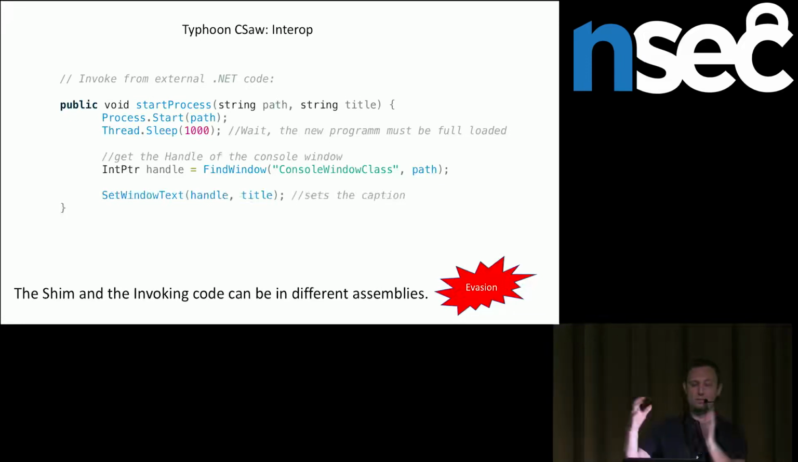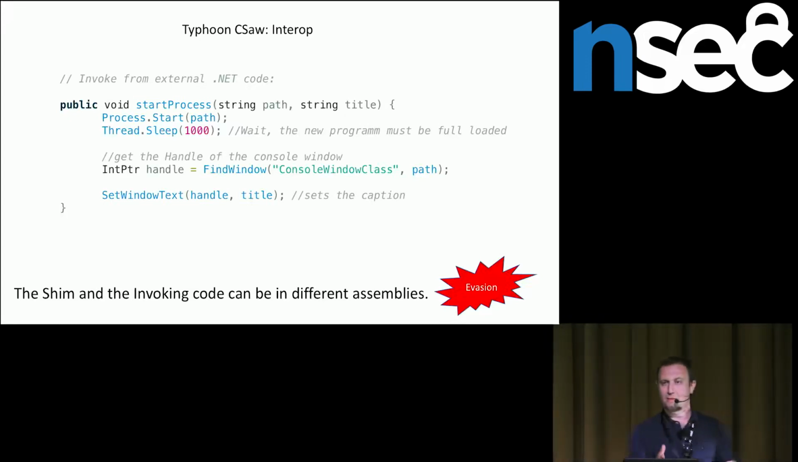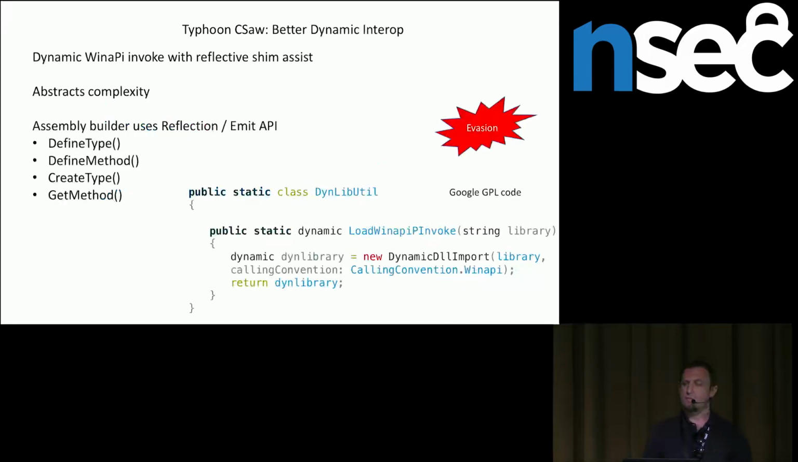Again, the shim and the invoking code are in different assemblies, or can be in different assemblies, and that plays towards our evasion mechanism. But we can do even better, right? We can do dynamic interop. What does dynamic interop mean?